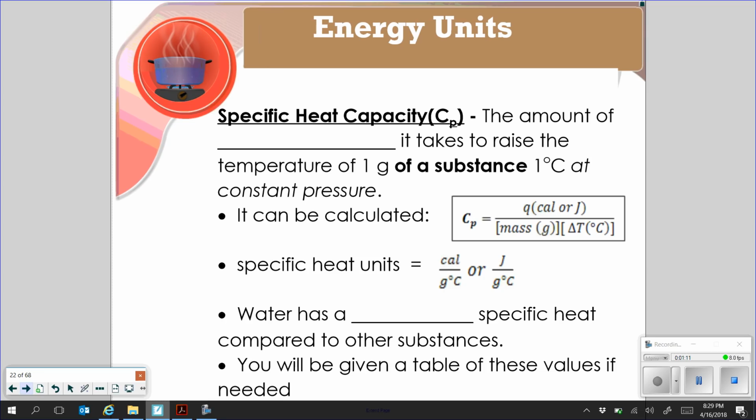So the specific heat capacity is the amount of energy it takes to raise the temperature of 1 gram of a substance 1 degree at a constant pressure. And we're going to calculate it using this equation right here. The units for specific heat capacity, or CP as you'll see it often notated, are calories over grams degrees Celsius or joules over grams degrees Celsius. Water is going to have a very high specific heat capacity when compared to other substances. And you're going to be given these values or a table of these values if you need it.